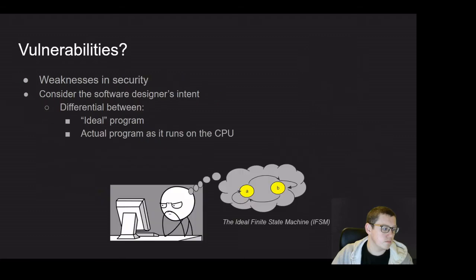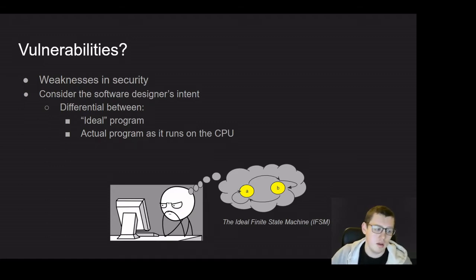So, vulnerabilities. What are vulnerabilities? Vulnerabilities are weaknesses in security, properties of a system that can be leveraged to negatively impact our security objectives. When we're thinking about vulnerabilities, it's useful to consider what the designer actually wants the software to do. So the security problems, by definition, aren't in the ideal finite state machine.